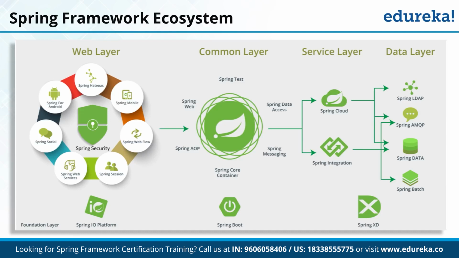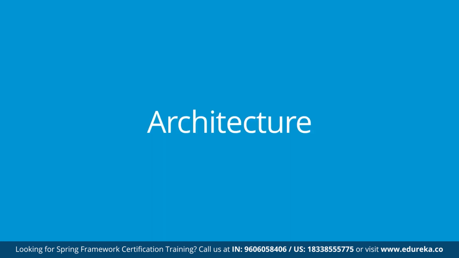So we got the web layer, right? And it's basically the Spring IO platform. Thereafter we got a common layer where we do some basic operations, as in Spring Boot, right? And thereafter we got service layers and data layers available, as in Spring XD and the other components available in the Spring Framework, right? So this is the entire Spring Framework ecosystem, how the Spring Framework comes up and interacts, and it is available in various modules.